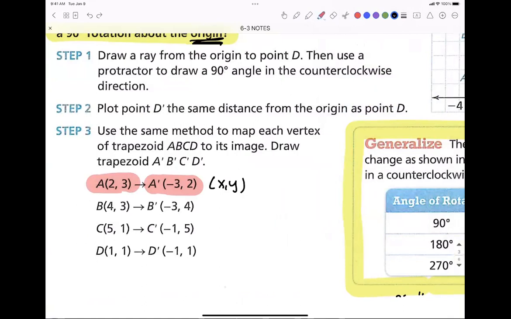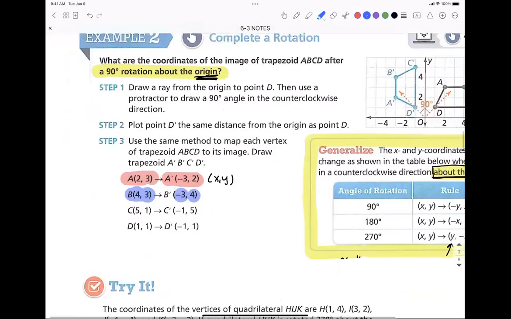Notice with B, B was (4, 3). Notice the 4 that was in the X spot is now in the Y spot. The positive 3 is in the X spot as a negative 3. Okay, and I'm not going to talk through the other ones. You guys kind of get the pattern. I would rather try one with you.